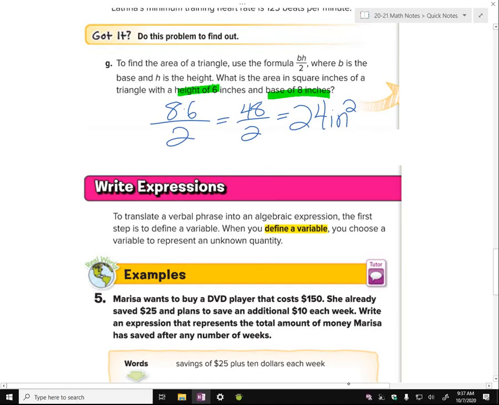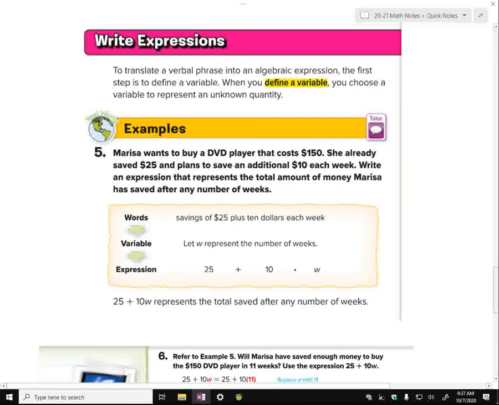To translate a verbal phrase into an algebraic expression, the first step is to define the variable. When you define a variable, you choose a variable to represent an unknown quantity. So the unknown quantity could change depending on whatever it is, the same way that all of you are not all the same age. You might all be 12, some of you might be 13.